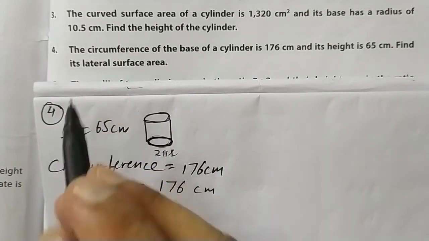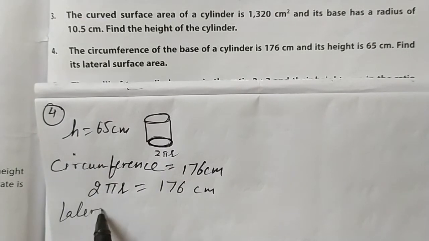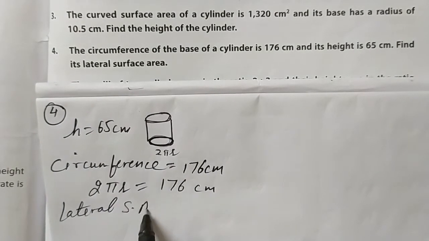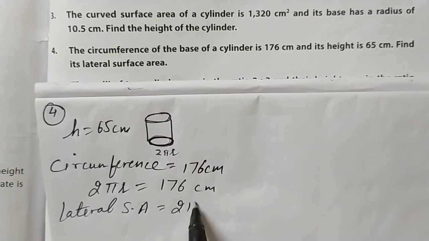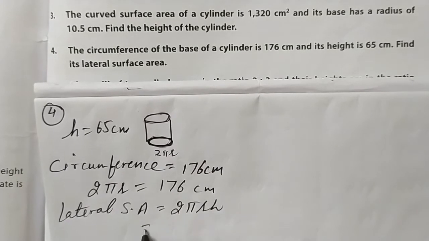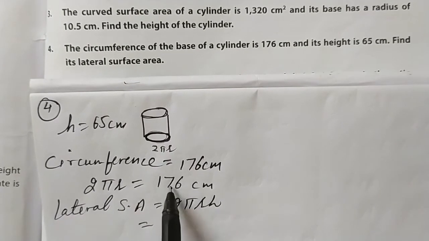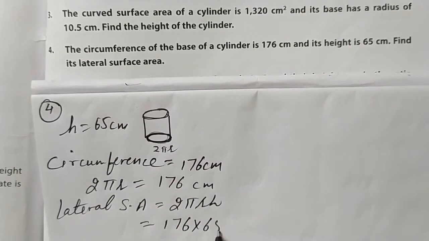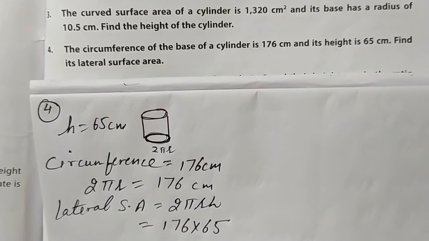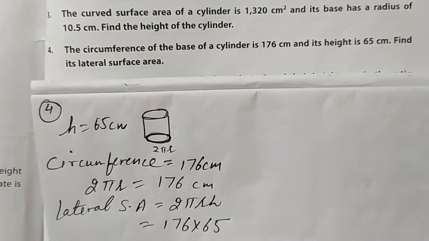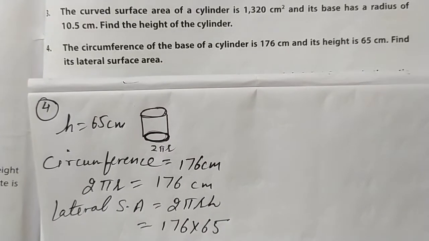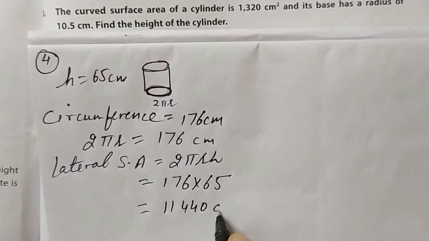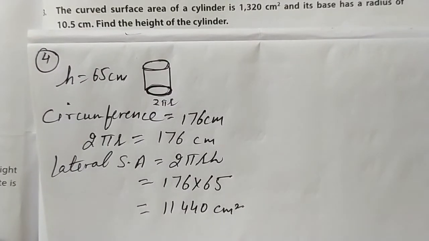Now we need to find out lateral surface area. So lateral surface area's formula is 2 pi r h. So from here you can see 2 pi r value is 176 and h value is 65. So now you will multiply these two and you will get 11,440. So you can multiply these and you will get this answer, right?